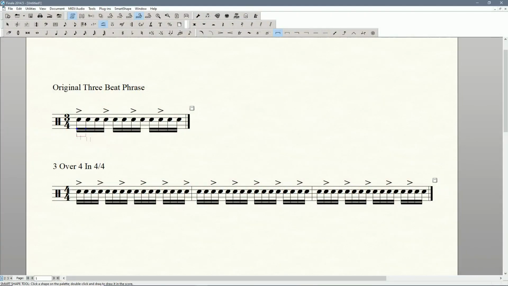Before we get into the final step of this lesson, I want to offer some insight that might be helpful. You may be a little daunted by the idea of learning to count, play, and eventually memorize a 3-measure phrase, but really all you need to know is the original 3-beat phrase. When we stretch this pattern out over 3 measures of 4/4, all we're really doing is repeating the same 3-beat idea 4 times. Keep that in mind as we move forward.